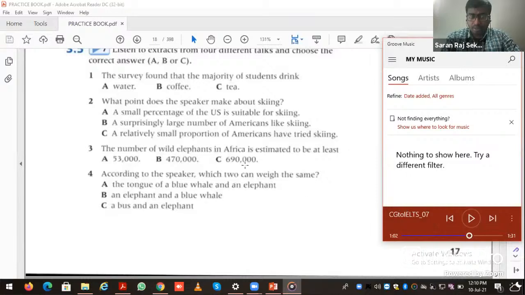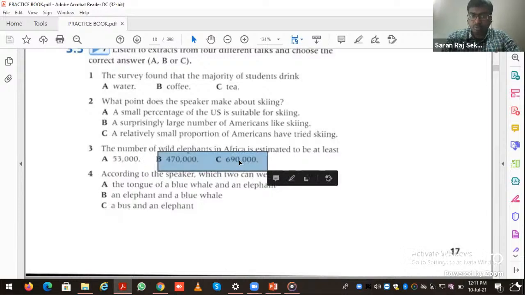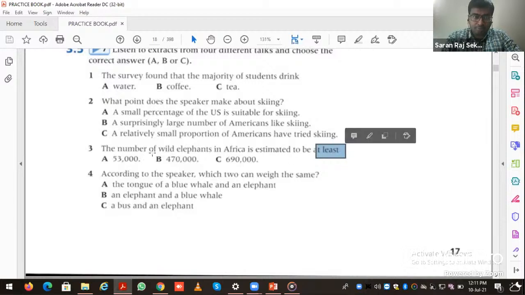So here, if you see, they mentioned India as this number, and in Africa, they have mentioned from this number to this number. This is the minimum to the maximum. So "at least" is a keyword, and our answer is B, because this is the least count. This is the minimum number.